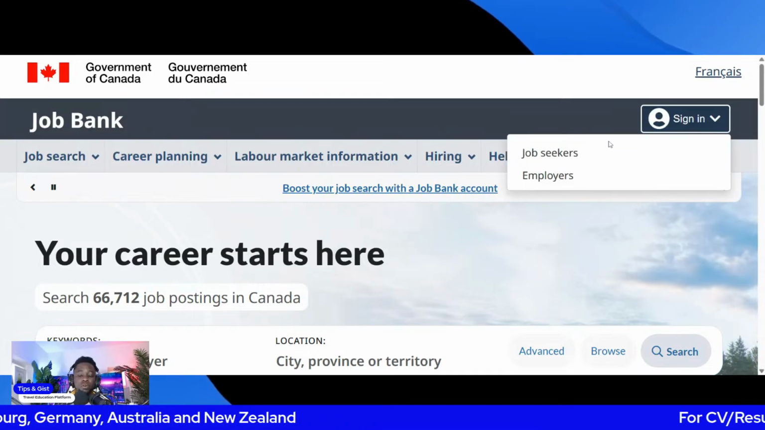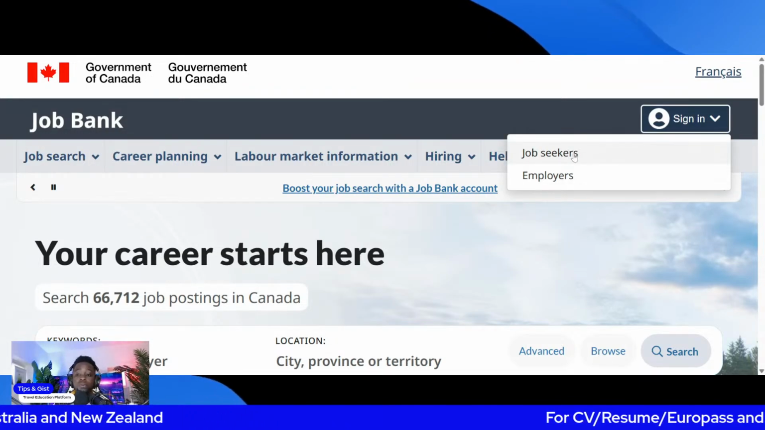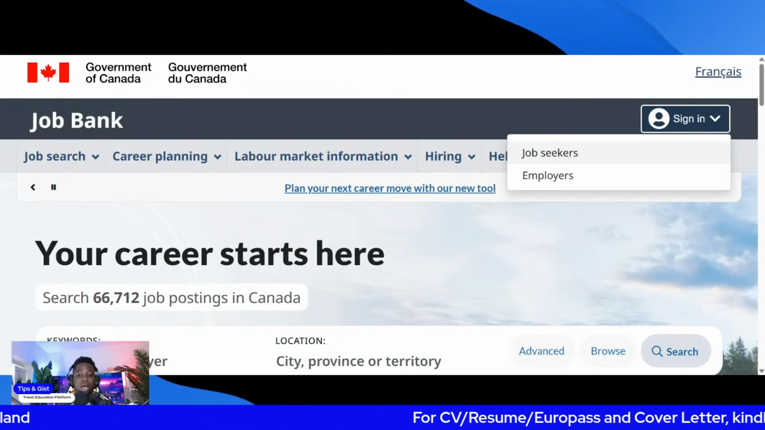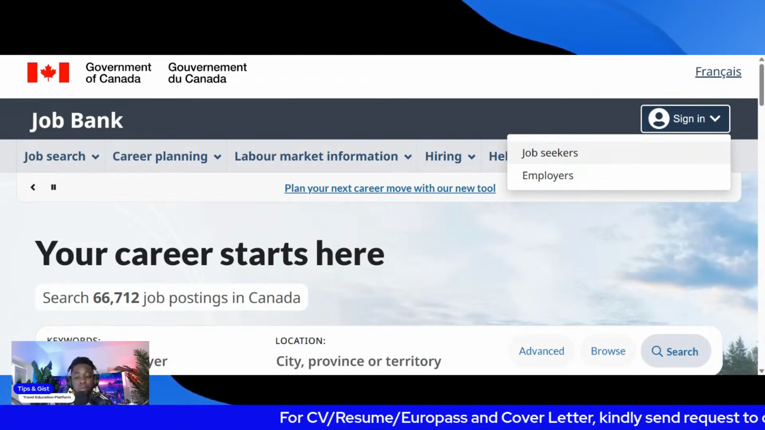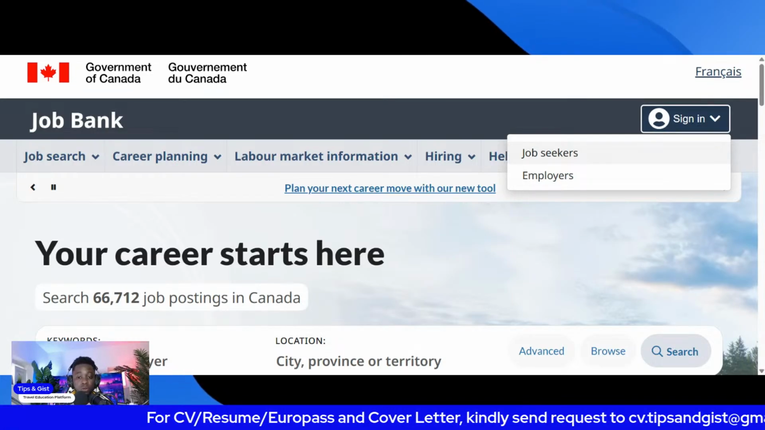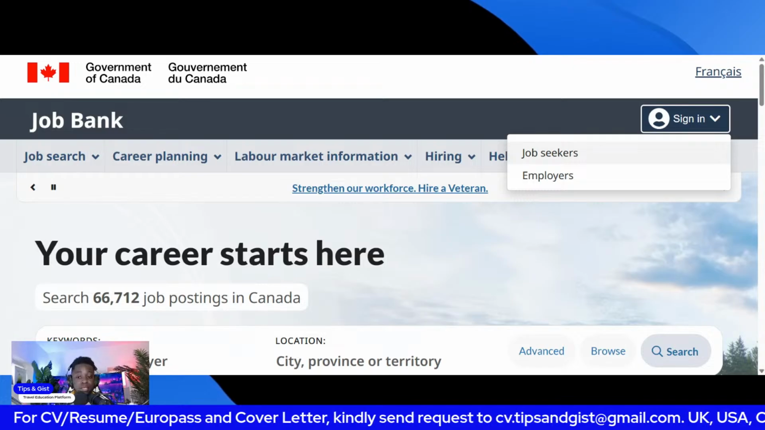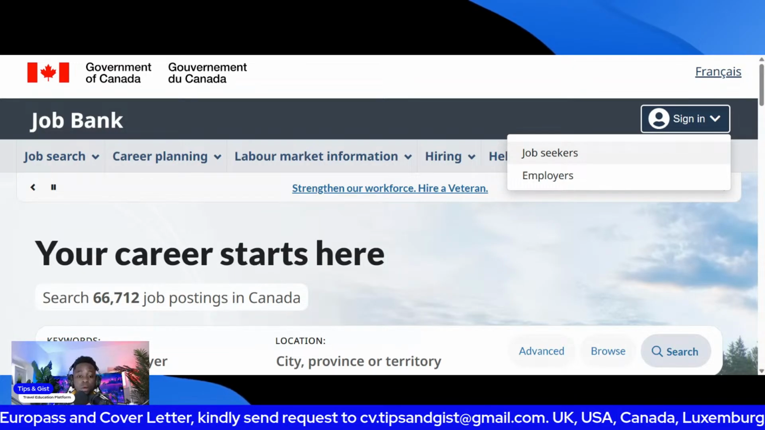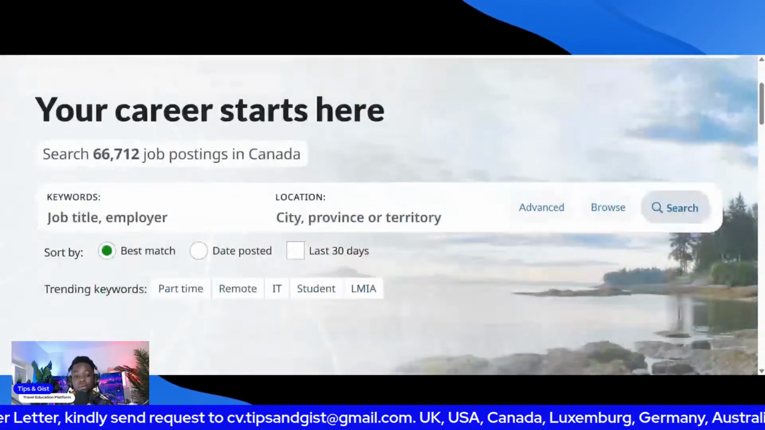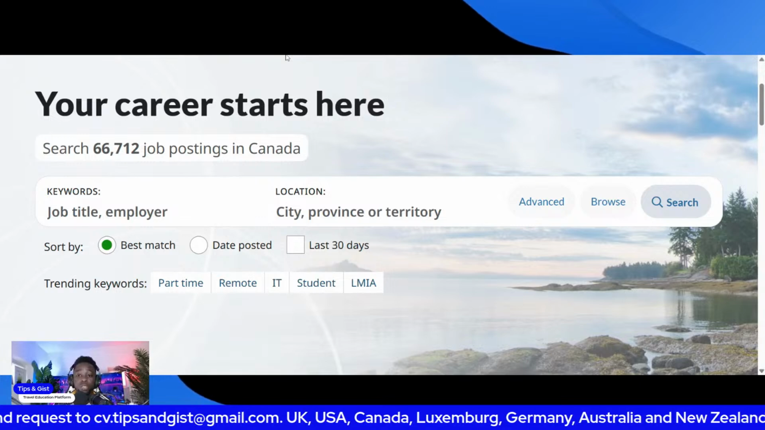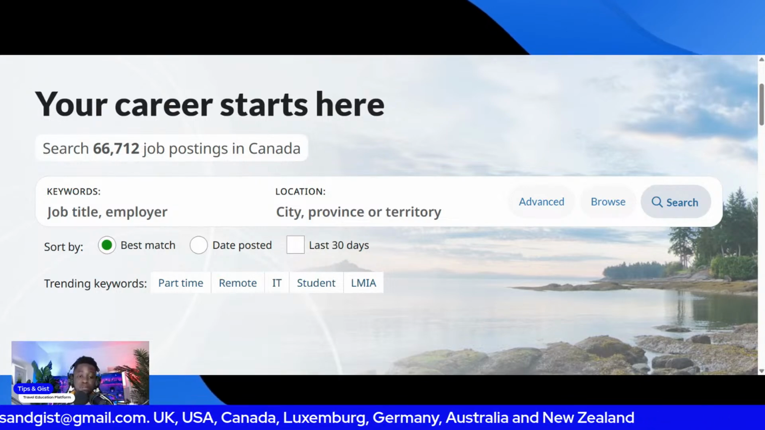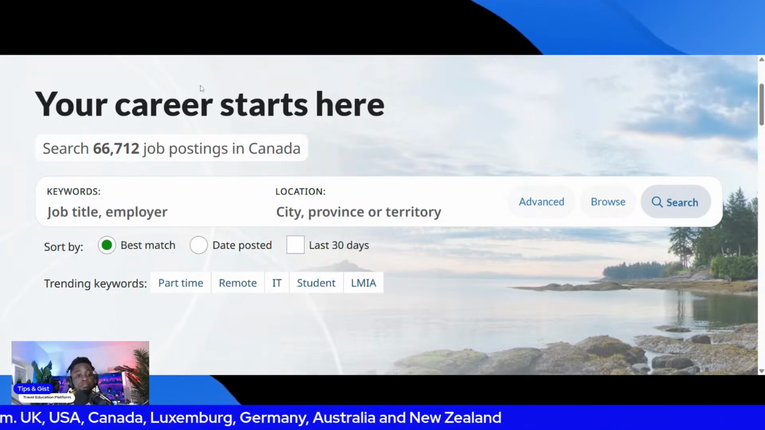When you click on the sign in, they're going to ask you whether you want to sign in as a job seeker or as an employer. So you see, that means employers also create a Job Bank account, and then job seekers like you and me, we also create a Job Bank account. Now today we are not signing in. I have a video that will teach you how to create a Job Bank account. If you are interested to sign in, you can watch that video.